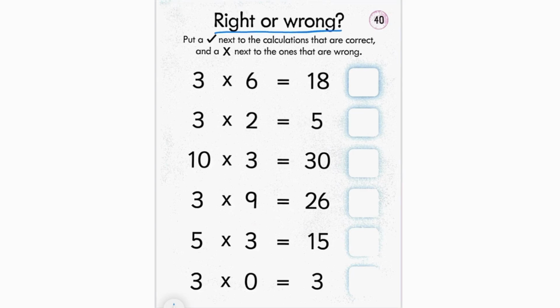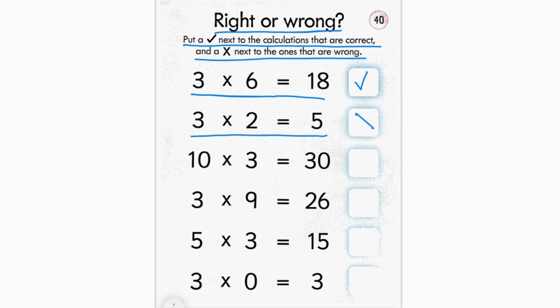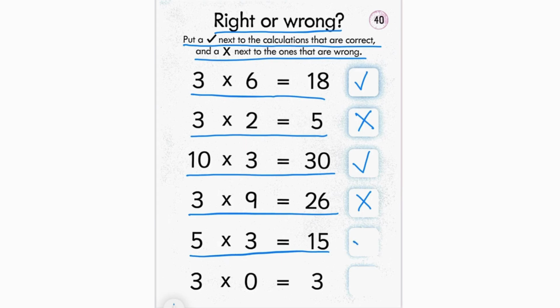Right or wrong? Put a tick next to the calculations that are correct and a cross next to the ones that are wrong. 3 times 6 equals 18. Correct. 3 times 2 equals 5. Wrong. 10 times 3 equals 30. Correct. 3 times 9 equals 26. Wrong. 5 times 3 equals 15. Correct. 3 times 0 equals 3. Wrong.